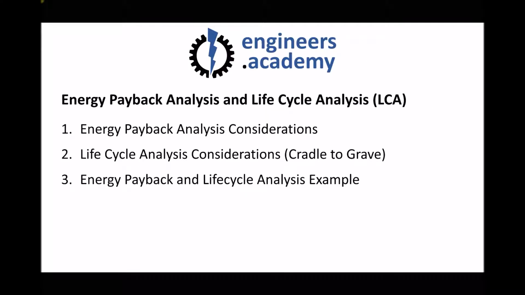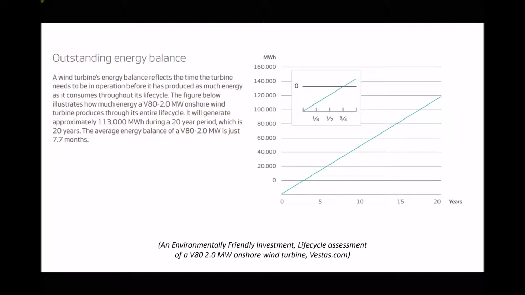So let's take a look at an example of an energy payback and life cycle analysis. Now, the example that we're looking at here is from a document called an environmentally friendly investment, and this document was produced by Vestas, which is a wind turbine manufacturer. Now this particular analysis relates to their V80 2 megawatt onshore wind turbine. So what this diagram on the right hand side shows is that during the sourcing of materials and manufacturing of the wind turbines, we end up in a deficit in terms of energy. We know this is energy because our units here are megawatt hours. So we have a deficit of energy before the wind turbine starts its operating life cycle.